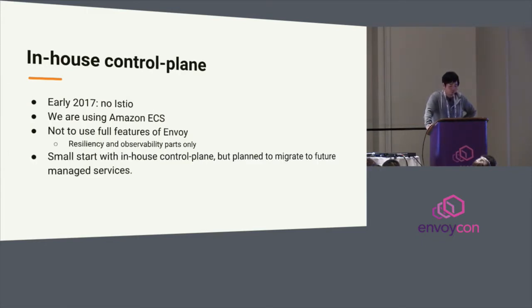And we chose an in-house control plane approach. It's because of the timing and because we are using Amazon ECS. I looked at some products at that time, but it seemed no product fit our environment and requirements. I didn't have specific information at that time, but I thought there would be some managed services in the future. So I chose to start small with an in-house one.